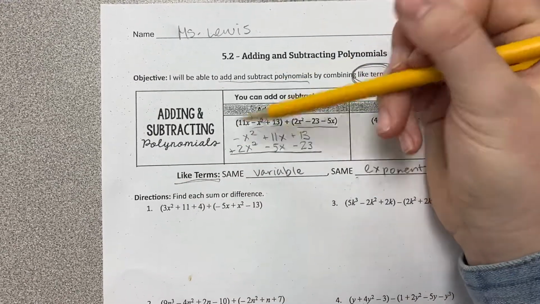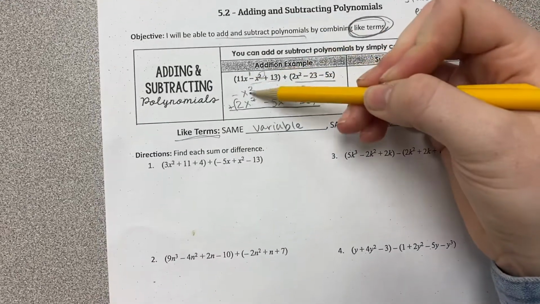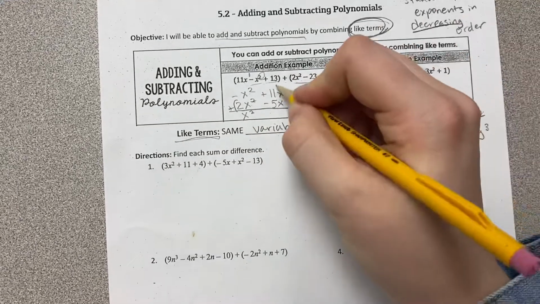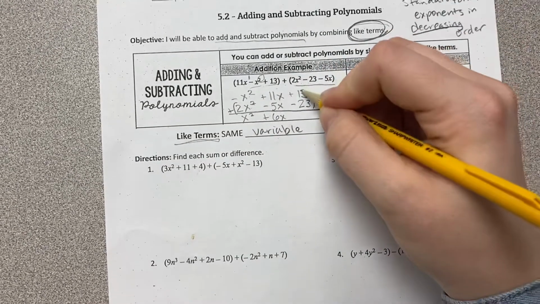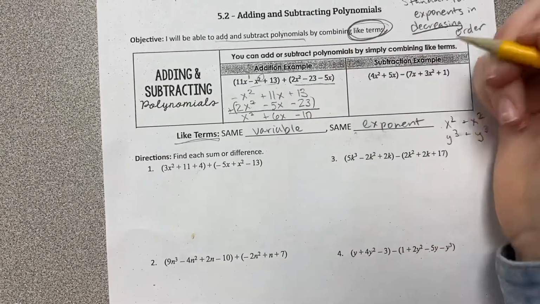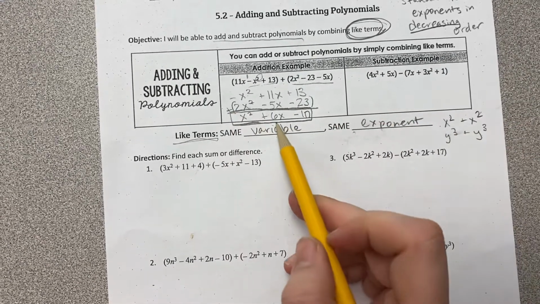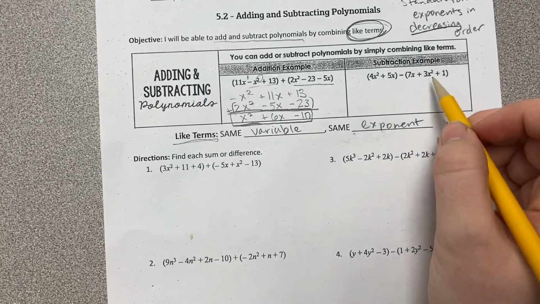I'm adding in this example, so I'm adding all of these terms together. Negative x squared plus 2x squared gets me positive x squared. 11x minus 5x gets me plus 6x. 13 minus 23 gets me a negative 10. Now, because I already did the work at the beginning, my final answer is already written in standard form, so I'm good to go. Let's quickly do the subtraction example.